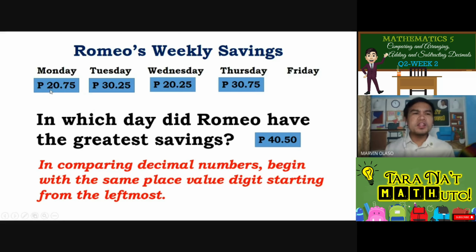Okay? So what if, sir, they have the same value of the whole numbers? They have the same value of tens place. Then look for the hundreds place, and so on. So that's the order on how we look for the value, starting from the whole number, tens place, hundreds place, thousands place, and so on. Did you get it? So let's try this one.